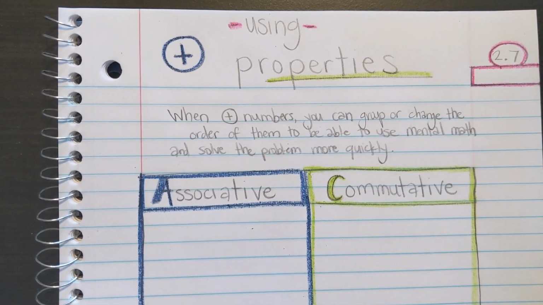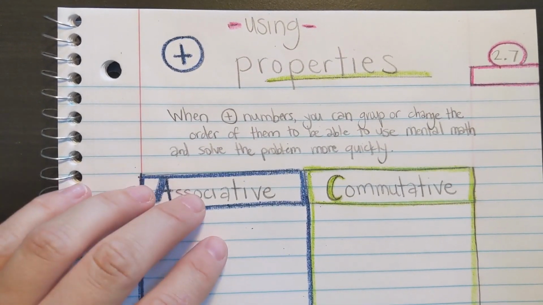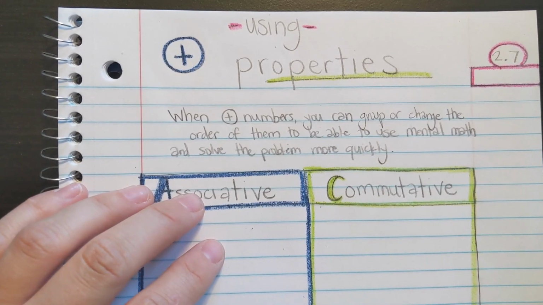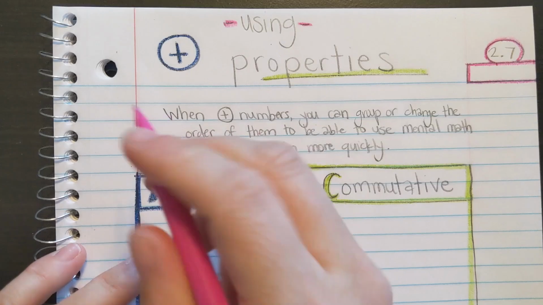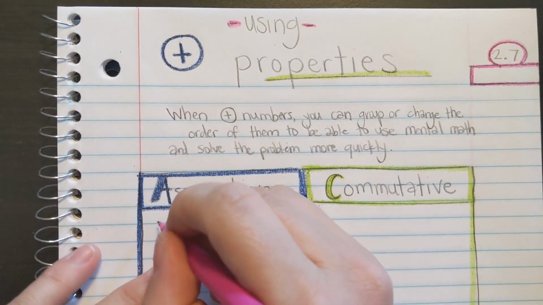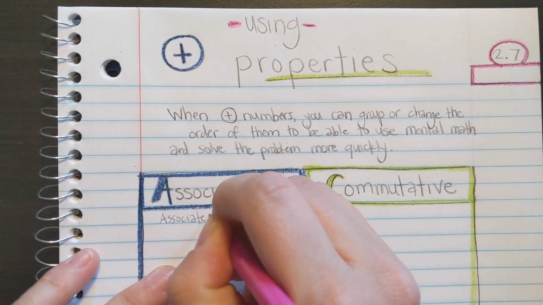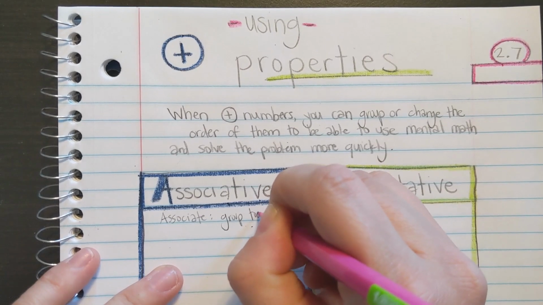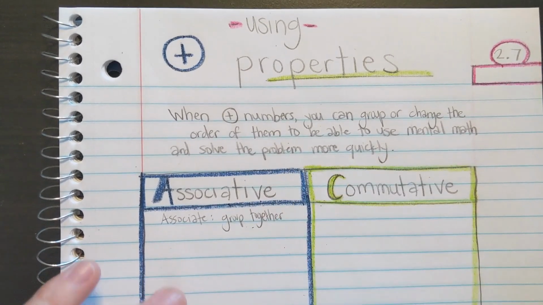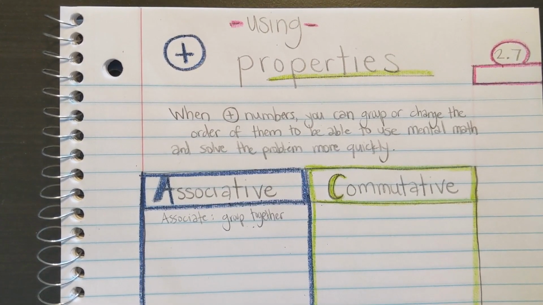So the first thing we're going to learn about is the associative property of addition. We first need to understand what the word associate means, because that is the root word of associative. To associate means to group together. We'll just write group together. All right? So nothing is going to change places. We're just going to be moving our groupings.